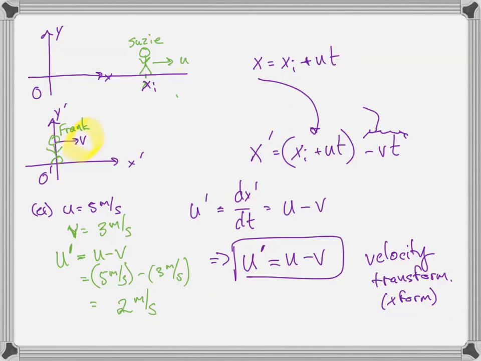What if Susie says, oh, Frank's coming after me, I want to stop and talk to him? And Susie turns around and goes towards Frank. Let's say that Susie now changes so that u is minus 2 meters per second. She's going to walk back towards Frank. u is minus 2 meters per second. Susie is walking back towards Frank, in the stationary frame of reference.